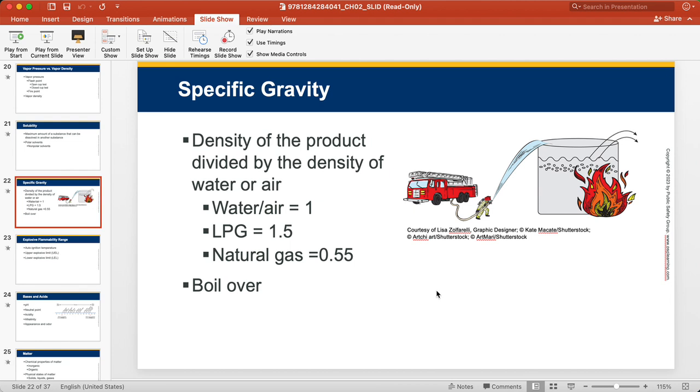So the little illustration here called boil over, they used to make our petroleum storage tanks without lids. So you would have crude oil there, and on the top of that, there was no lid at all.